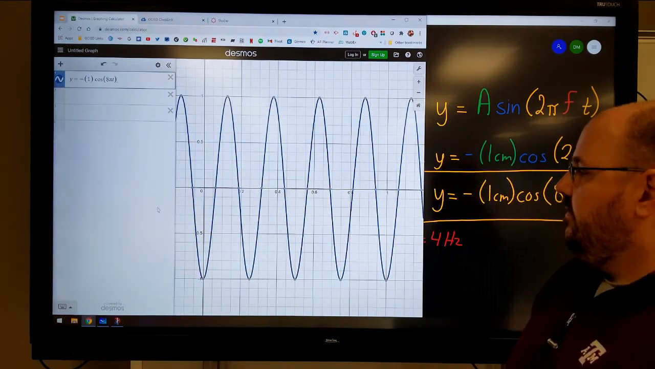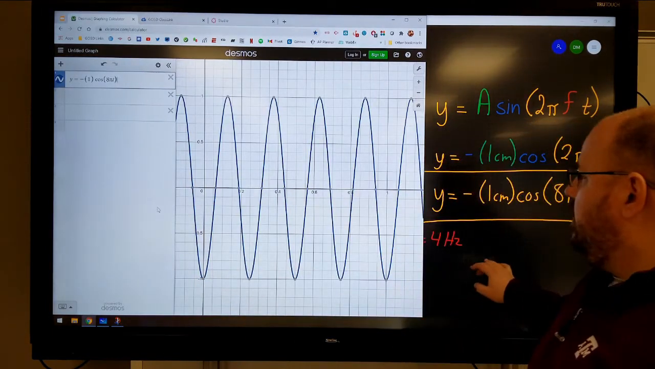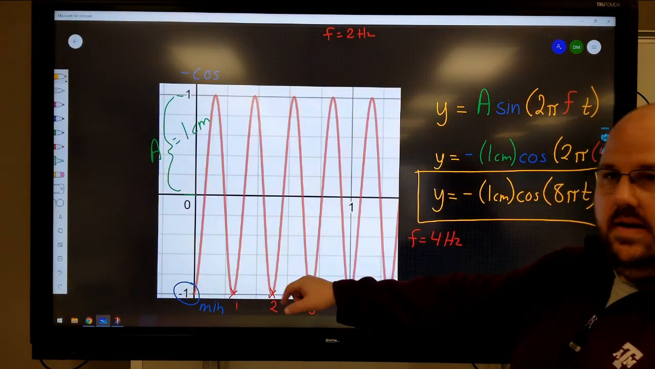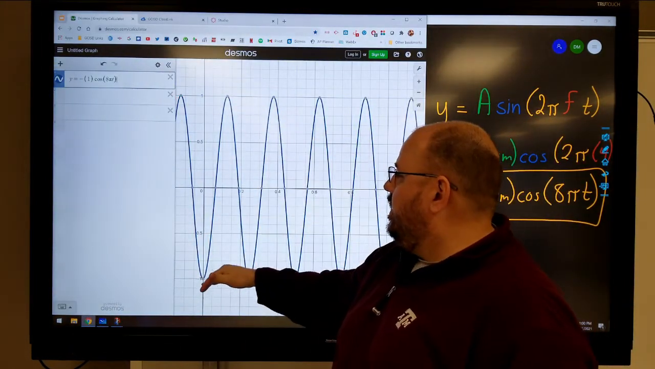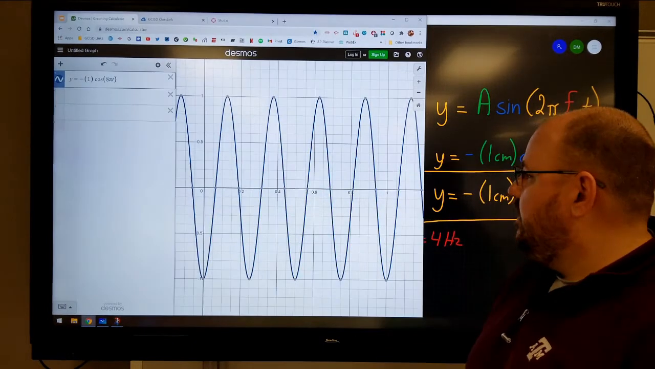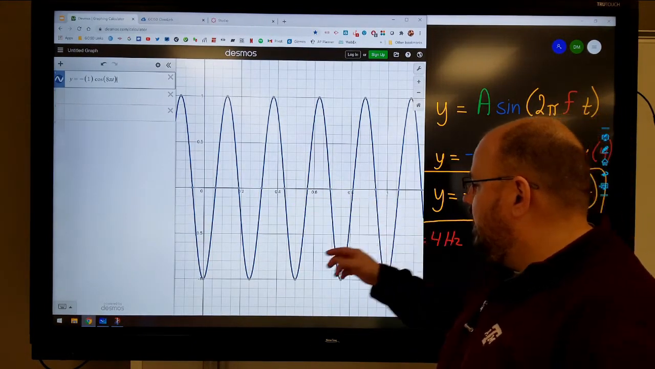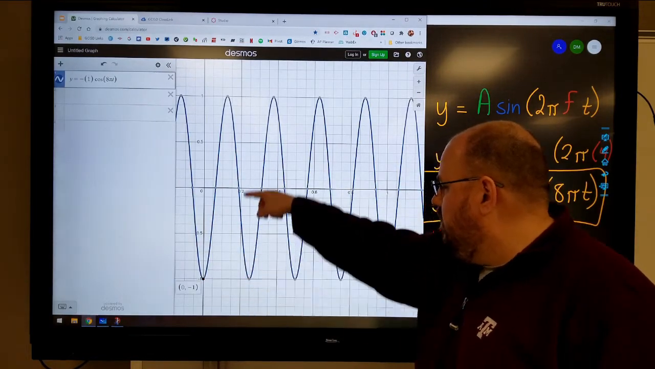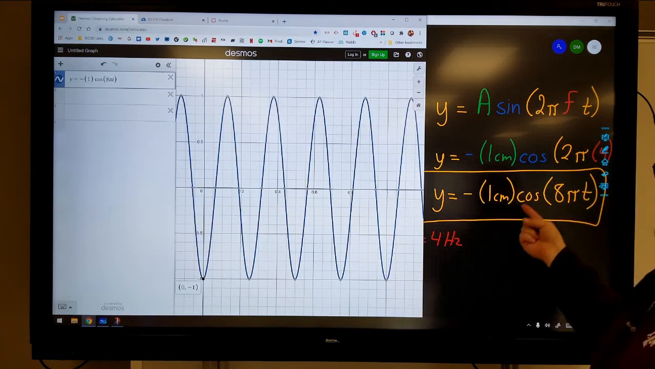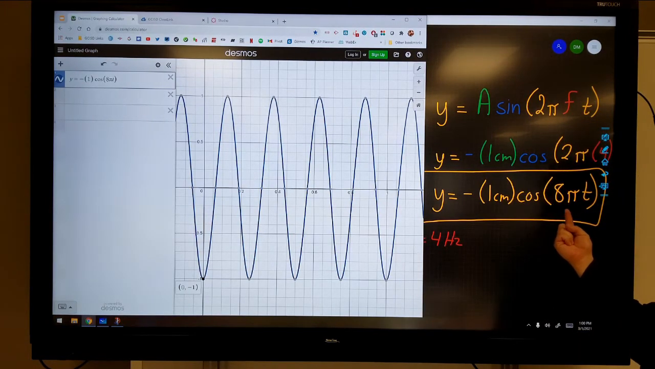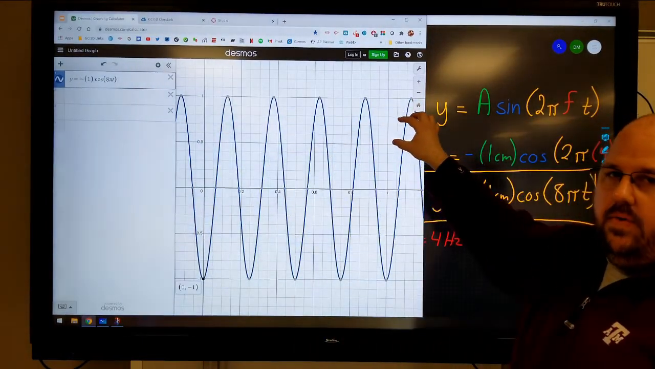And let's just kind of check its features. First of all, it starts at a negative maxima, negative 1, just like that graph starts at negative 1. It goes up to positive 1 and back down to negative 1, so the amplitude is 1, just like we said. And then if we count the number of cycles between 0 and 1 second, there's 1 cycle, 2 cycles, 3 cycles, 4 cycles. And so the equation we derived over here, when we graph it in the graphing calculator, it gives us back the graph that we were looking at.